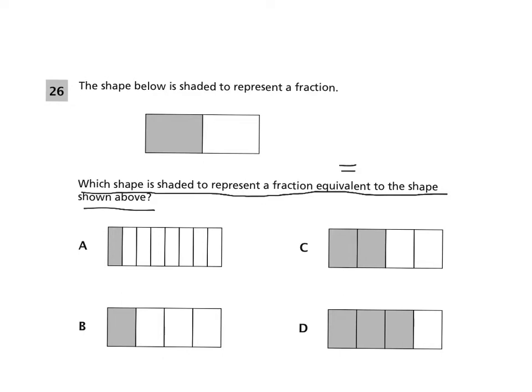With a problem like this, I like to write down the fraction for the shaded area. So we have two pieces here. So one is shaded, so we're going to have 1/2.